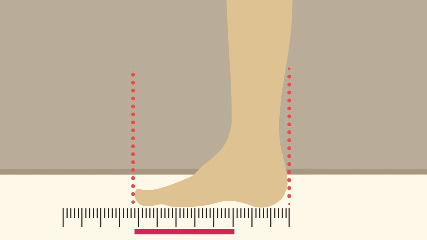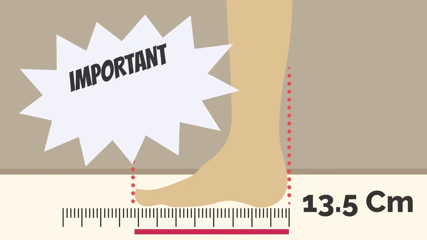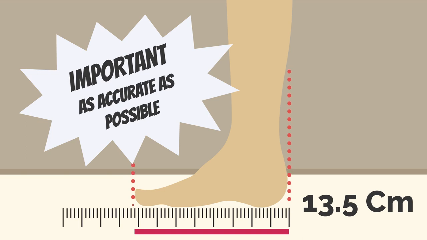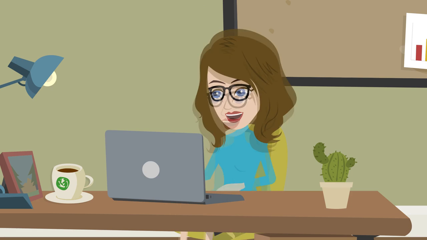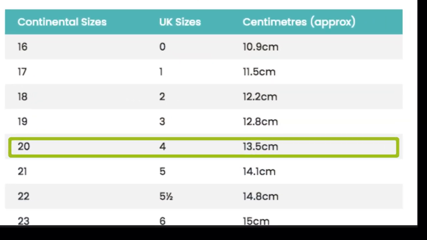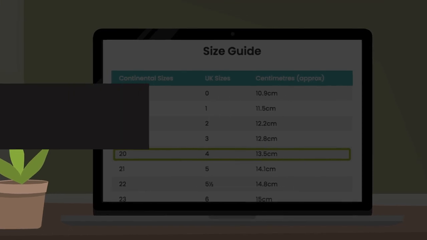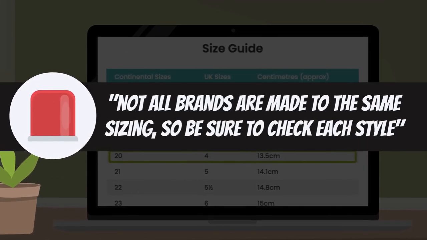Take a note of this measurement in centimetres to the nearest millimetre. It's really important that you're as accurate as possible. Now that you have the measurement, use the size guides that are on each of our product pages to help you decide which is the correct size. Remember that not all brands are made to the same sizing, so be sure to check each style.